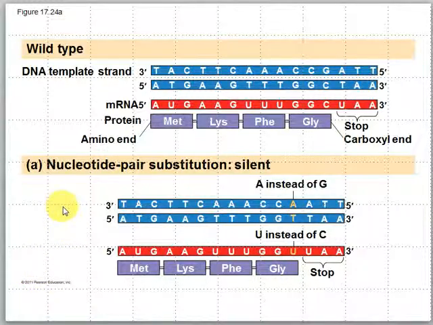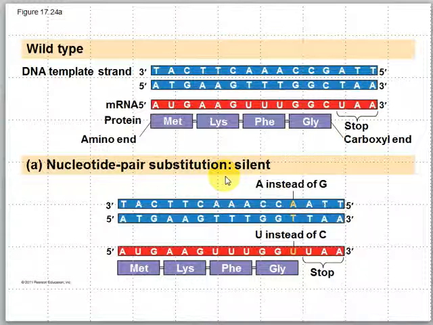So let's take a look at some of those substitution examples. The first one is a silent mutation. It doesn't have any effect at all. So for example, here's our mutation right here. Here's the wild type. We're going to be looking right up here. And this is the mRNA that gets created. And then this is the proper amino acid chain, the polypeptide chain that gets created.